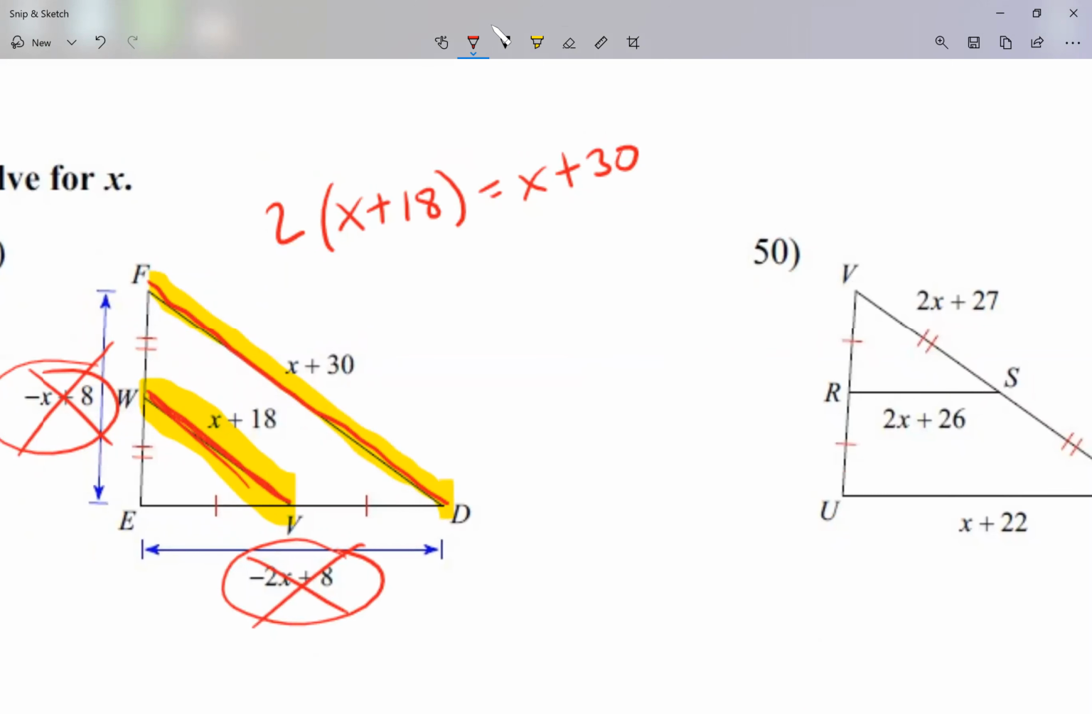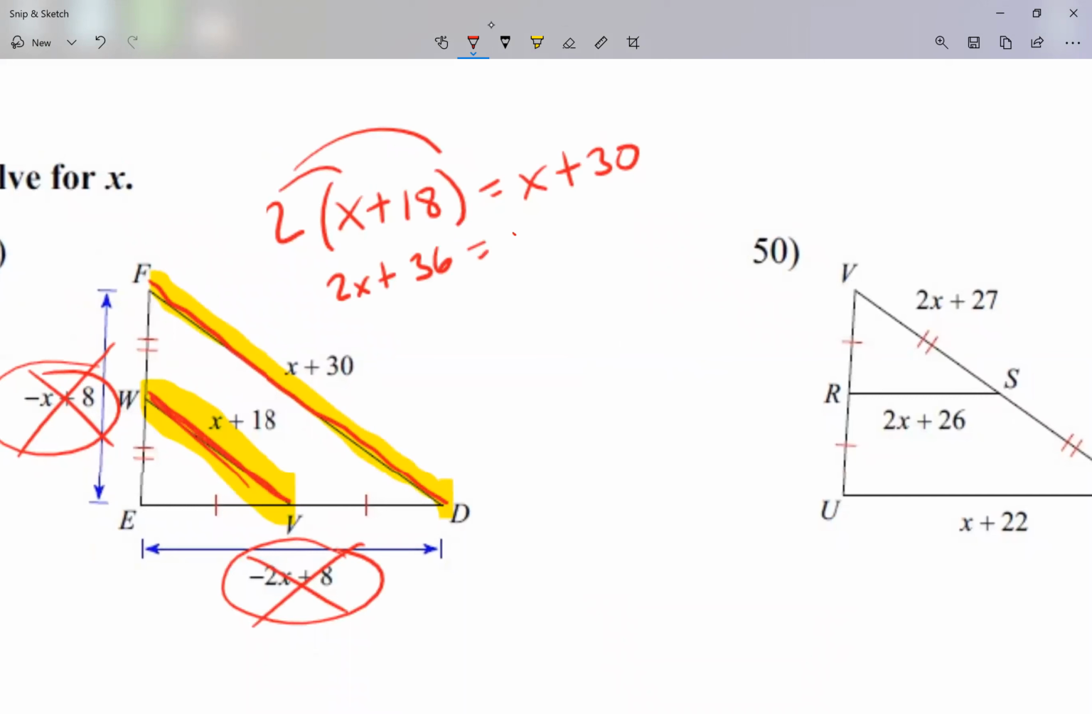Let me get rid of parentheses. Let me distribute the 2 to the inside. So I get 2x plus 36. It is equal to x plus 30. Right? I just got rid of parentheses. Let me separate my sides through the equal sign. Now what I want to do is have the x's on one side and the numbers that don't have an x on the other side.